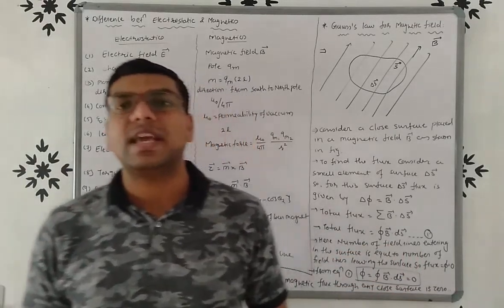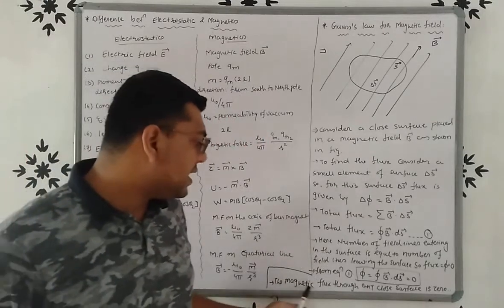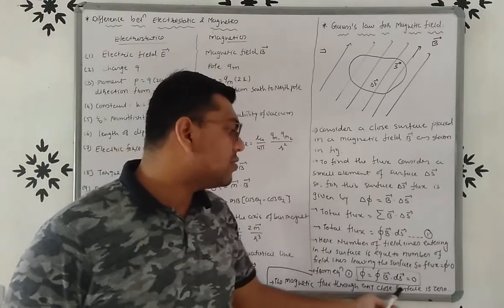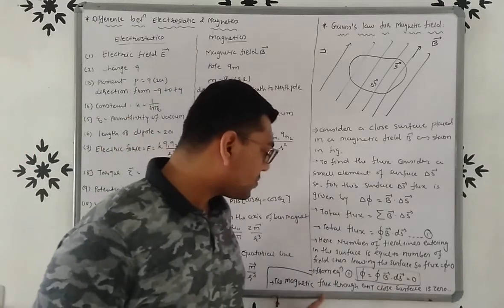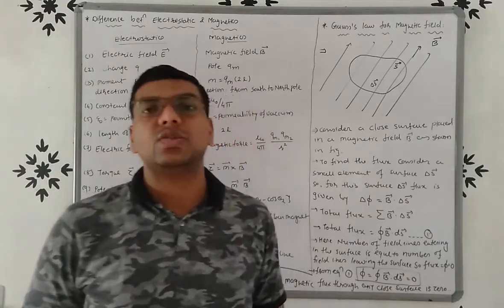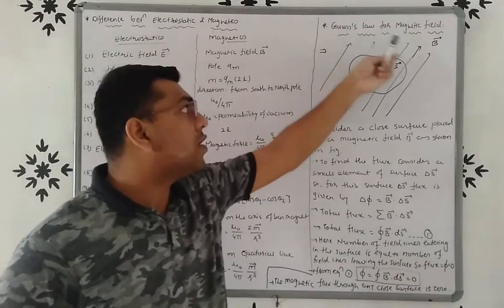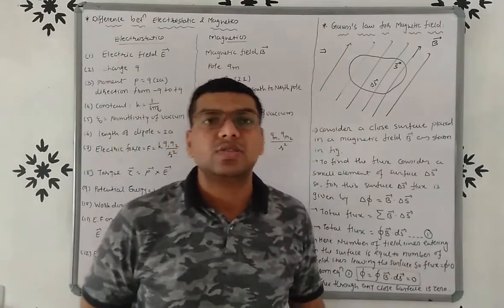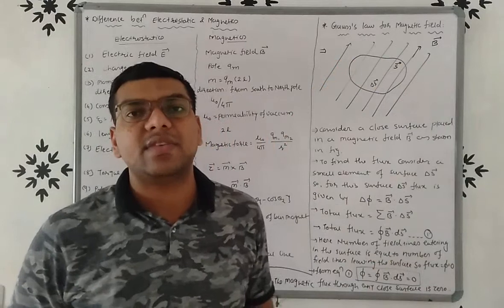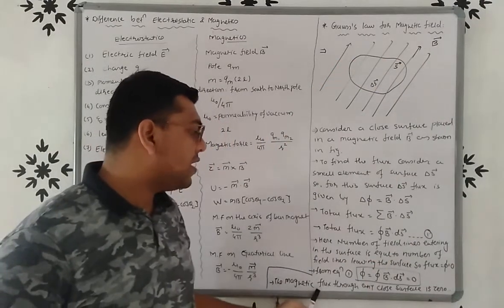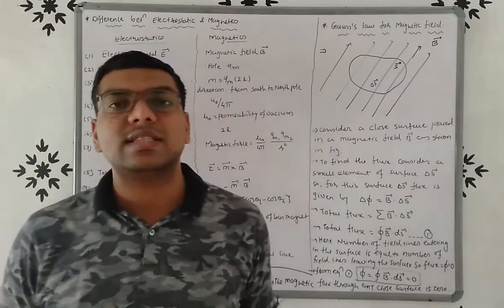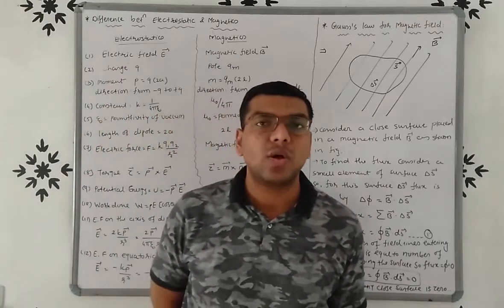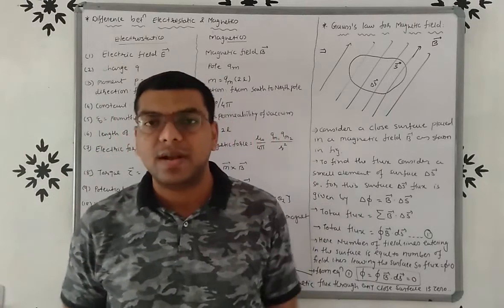So here we can say that the magnetic flux through any closed surface is 0, and this sentence is known as the Gauss law for magnetic field. So what is the Gauss law for magnetic field? The magnetic flux through any closed surface is 0. So this is the statement of the Gauss law for magnetic field, right?